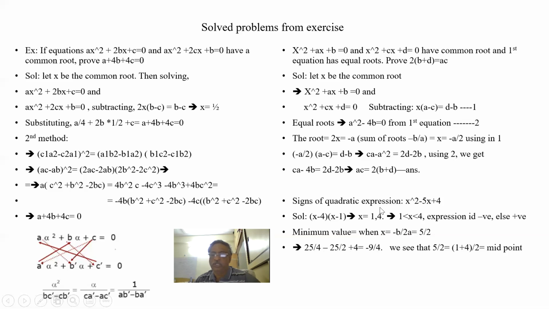You see, what are the roots? Roots are 1 and 4. If I add these two roots, 1 plus 4 is 5, and the average is 5 by 2. So this is the midpoint. This is where I am getting the minimum value. So the midpoint of the roots is minus b by 2a. Because the sum of the roots is minus b by a, and minus b by 2a is nothing but the sum of the roots by 2.